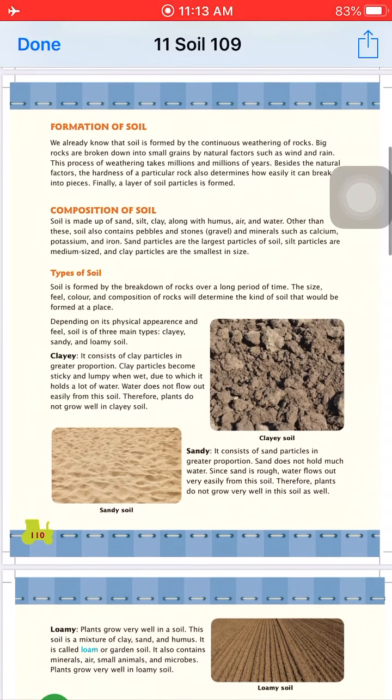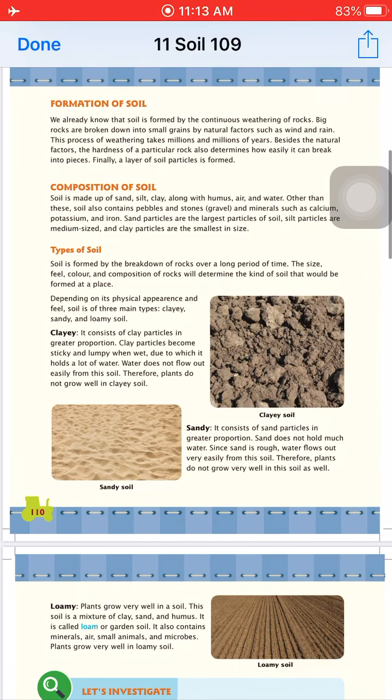Next is the composition of soil, meaning what are the components present inside the soil that are useful for us. The components that make up the soil are sand, silt, clay, along with humus, air and water. Here, does anybody know what humus is? So humus is dead plants and animals present inside the soil, and they also increase some portion of the fertility of the soil.